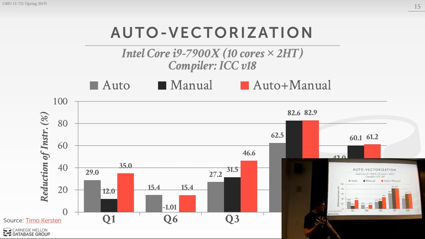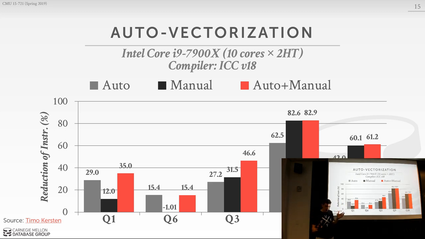Q6 again was the selective scans. It actually made it worse. It made the number of instructions larger. But I think it's interesting that the two hybrid approaches actually match exactly. And this is expected because it's just doing selective scans. It's not doing anything fancy. So this shows you that the auto vectorization does reasonably okay. For not having to do any extra work, to get almost as good as what you can get manually, and if not better in some cases, is not bad.